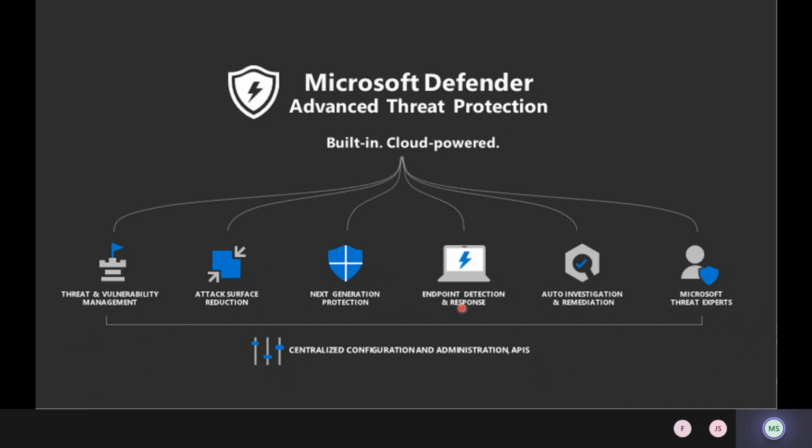And then auto investigation and remediation is the ability to automatically investigate suspicious activity and then automatically remediate it without human intervention. And the Microsoft Threat Experts is Microsoft's managed threat hunting service. And all of this is backed up by a central dashboard with an amazing API that you can extend. And what Nextron Systems has done is taken that API and extended it out to their solution. And that's what we're really excited to show you here today.